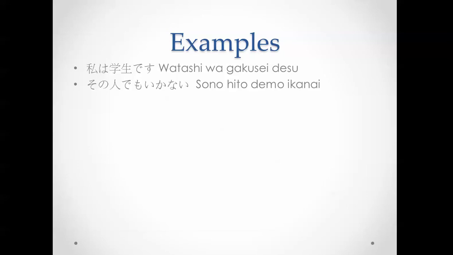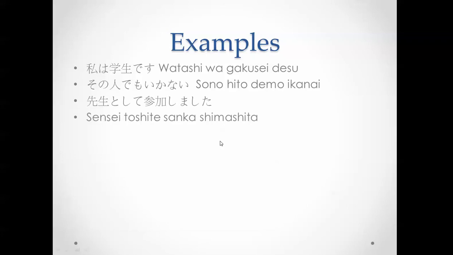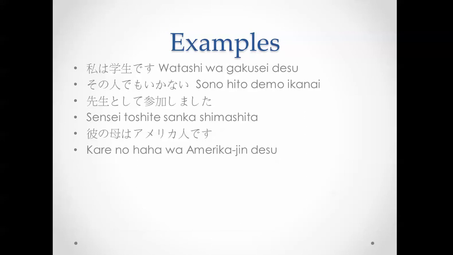その人でも行けない。その人でも行かない. Here we have the spaces. But these two particles have been squished together. This one didn't fit on one line. Sensei として参加しました. Sensei space としてスペース参加スペースしました.彼の母はアメリカ人です.彼スペースのスペース母スペースはスペースアメリカ人. I'm going to come to hyphens in just a minute. Space desu.